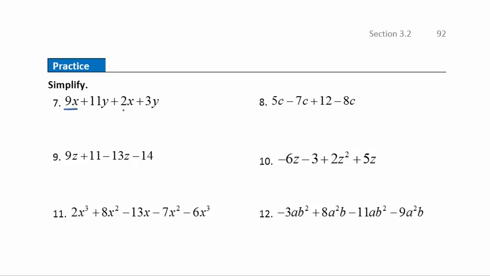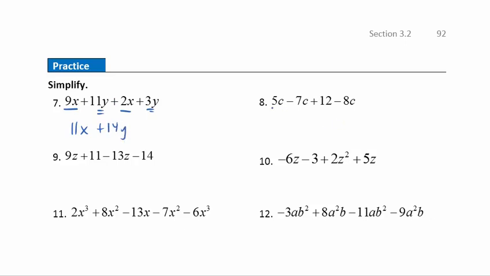Looks like we have some x terms in there and some y terms that can get combined. Let's see, positive 9x and positive 2x would give me a positive 11x. And then positive 11 and positive 3 would give me positive 14 of those y's.